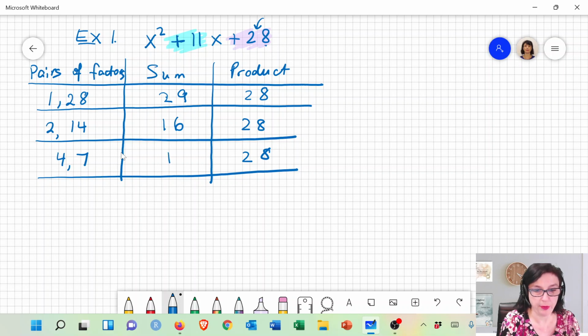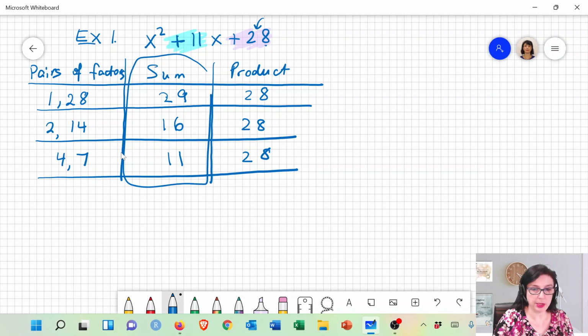And 4 plus 7, that would be 11. Then you look at this column, the sum, and you figure out which of these numbers match the second number you've got, which is the coefficient of x. So I can see that the number I want is this one right here, the 11, right? That matches this 11 right here.